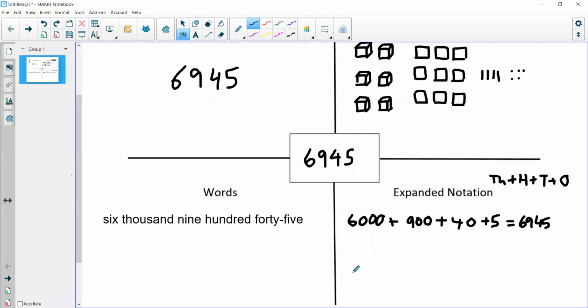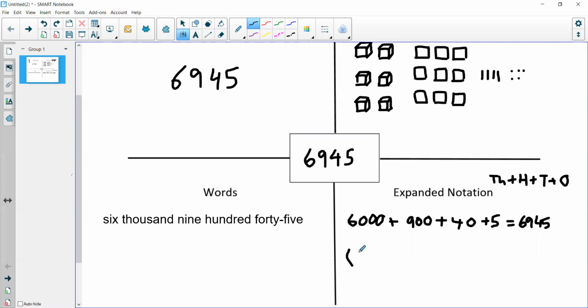There is one other way to show expanded notation, and that is by showing your place value in brackets and multiplying. So you can have the thousands, the hundreds, the tens, and the ones. For each place value, you place your digit in brackets and you multiply by its place. This is what I'm going to do for 6,945.